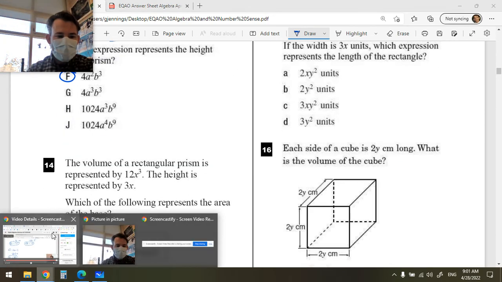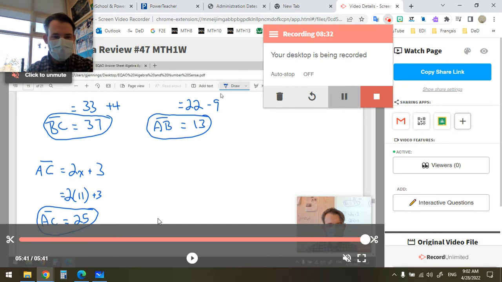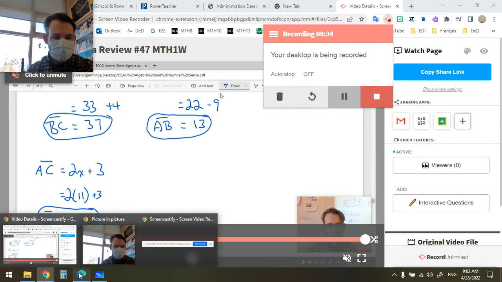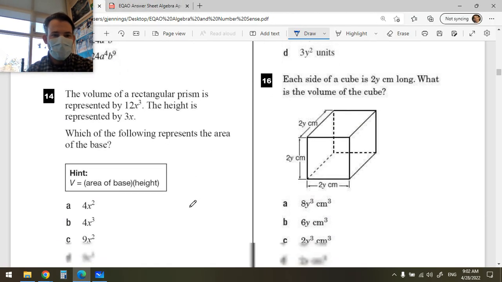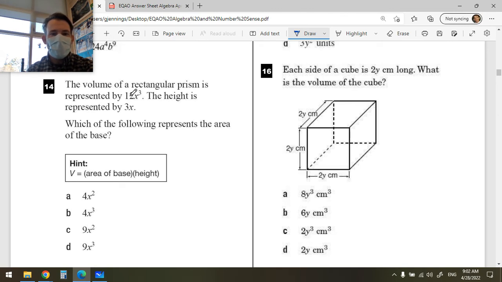So we're still rolling. Next question in this list of area, volume, perimeter. The volume of a rectangular prism is 12x cubed. The height is represented by 3x. Which one would be the area of the base?